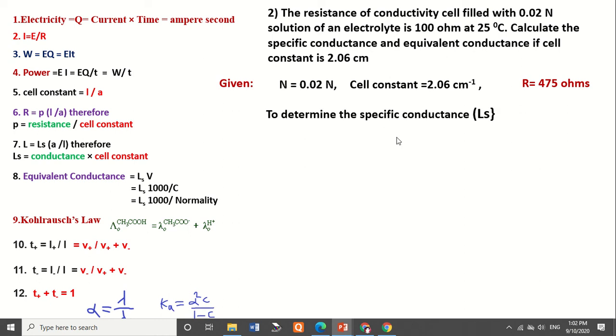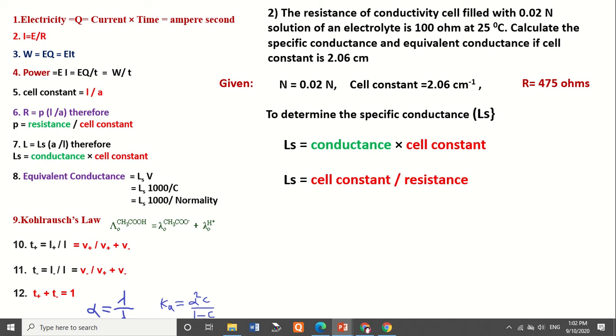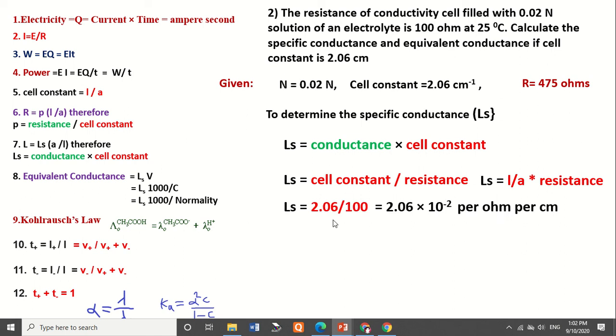Therefore, to determine the specific conductance, a similar formula is used. Specific conductance equals conductance into cell constant. Therefore, cell constant upon resistance, that is inversely proportional to the conductance. Here, putting all the values in this equation gives the value of the specific conductance, that is equal to 2.06 into 10 raised to minus 2 per ohm per centimeter. Now, determine the equivalent conductance the same way.